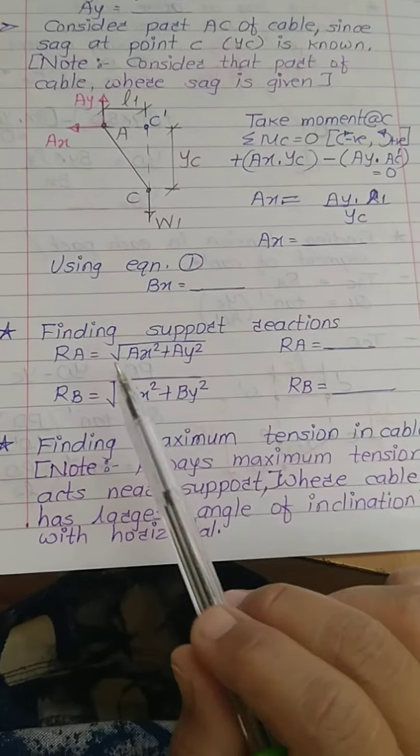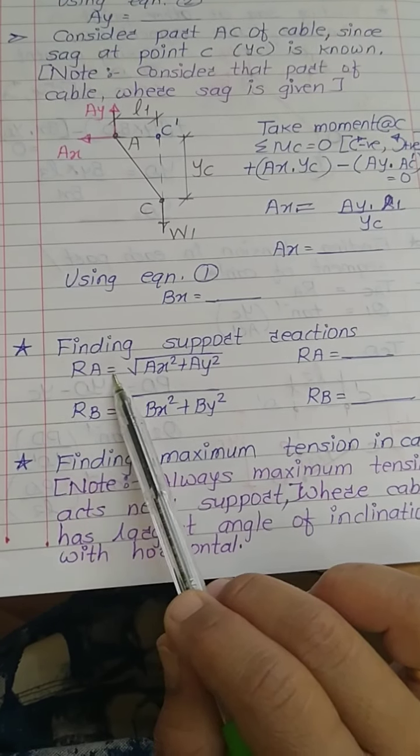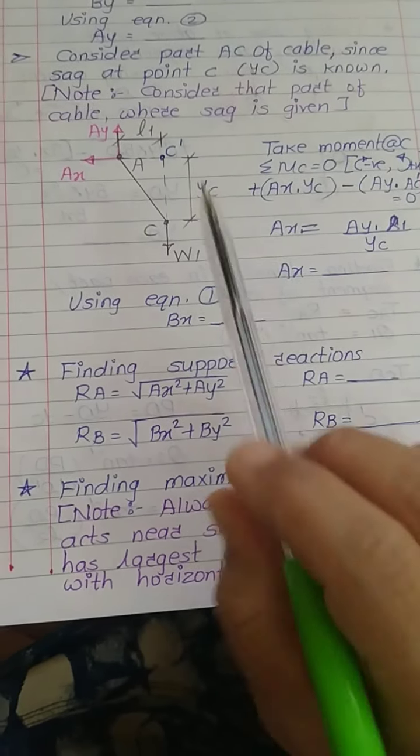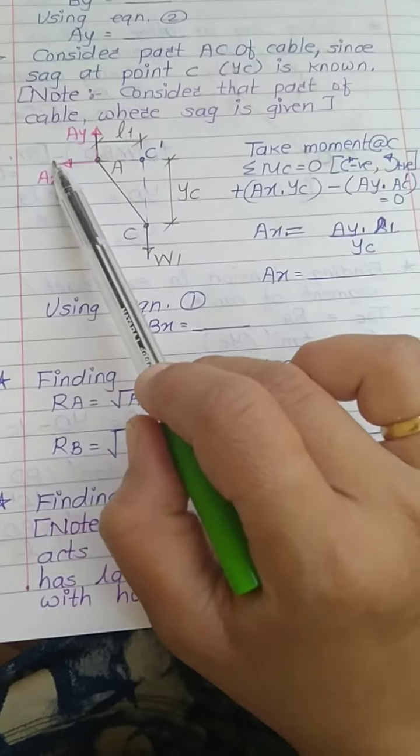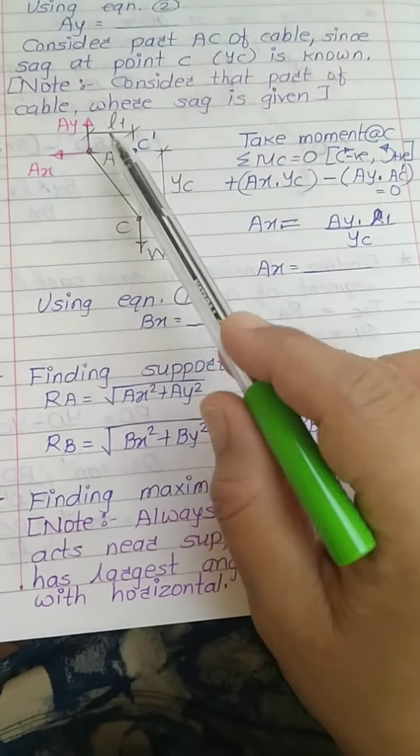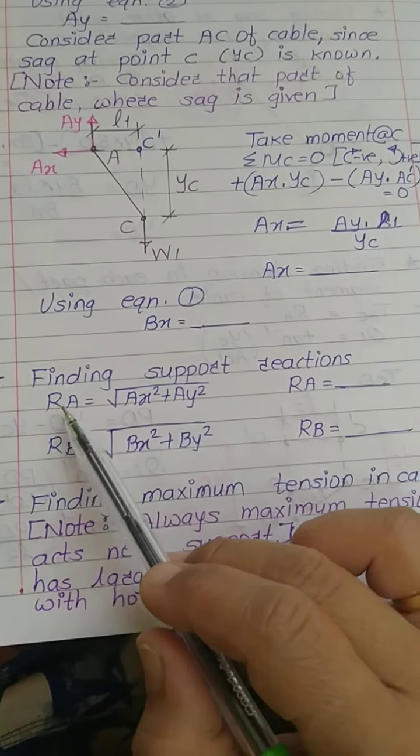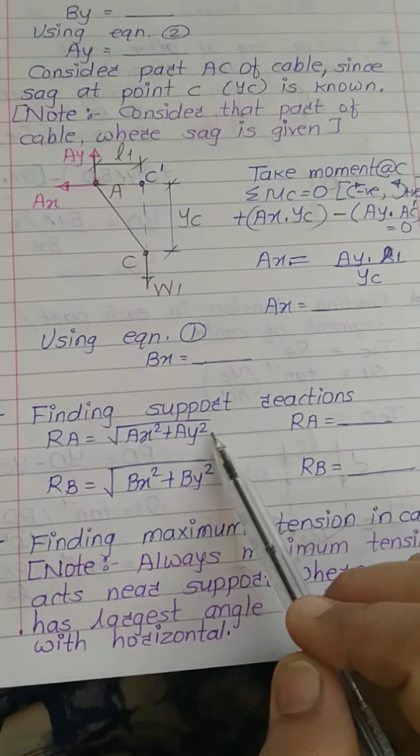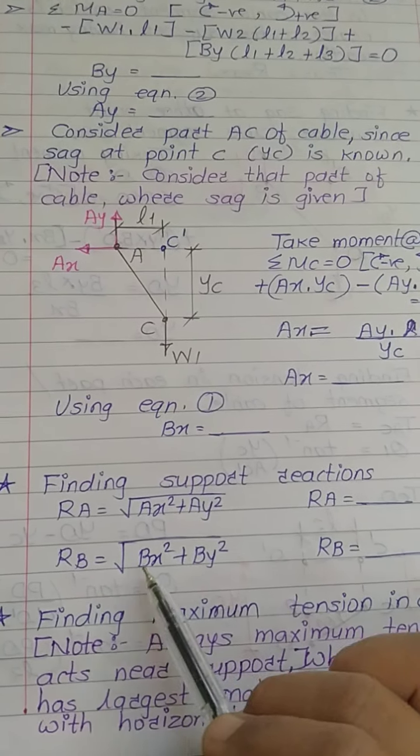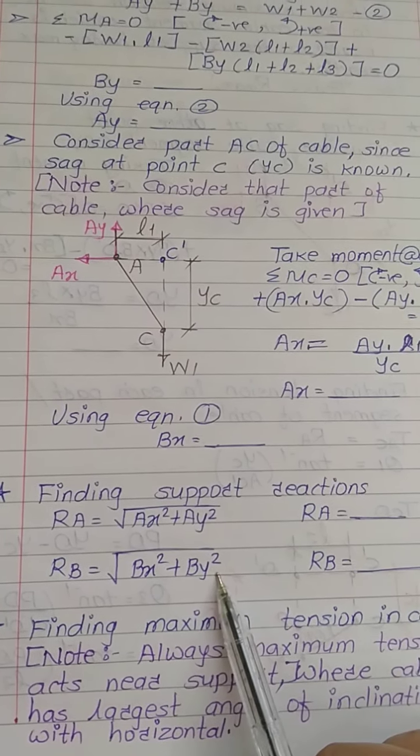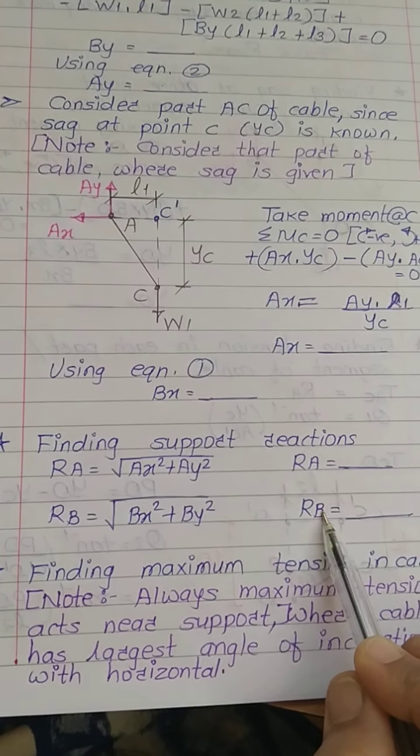Next step, we have to find the support reactions. How to get the support reaction? You have to use this formula, Ra equals square root of Ax square plus Ay square. Look, this is the reaction Ra, the reaction at point A. So always the reaction is calculated as the x component square plus the y component square, and the square root of it. From this equation you will get the value of Ra. Similarly, Rb will be the square root of Bx square plus By square. So from this you will get the value of Rb also.